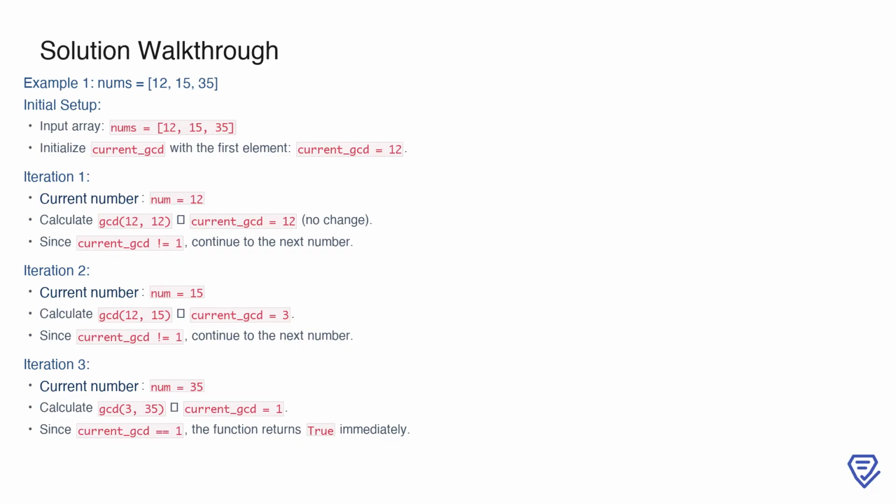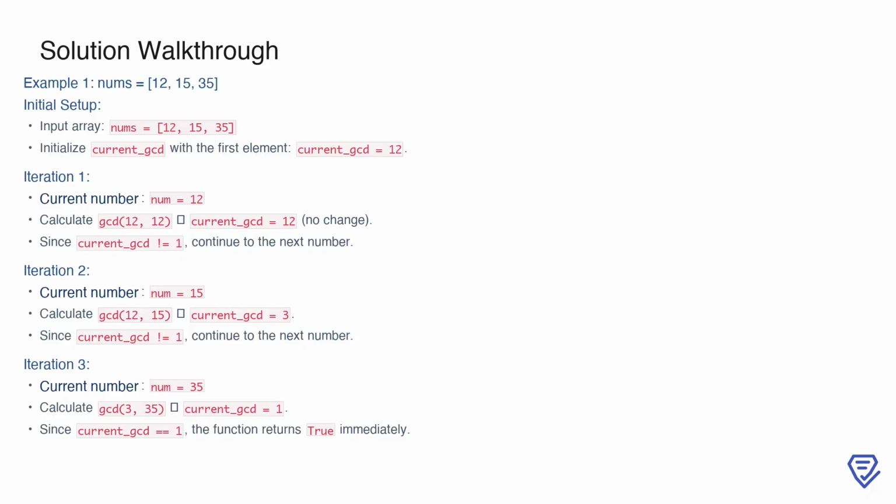In the first iteration, the current number is 12. Calculating the GCD of 12 and 12 results in a current_GCD of 12, so there's no change. Because the GCD is not 1, we move to the next number. In the second iteration, the current number is 15. Now, we calculate the GCD of 12 and 15, which gives us 3. Since the GCD is still not 1, the process continues.